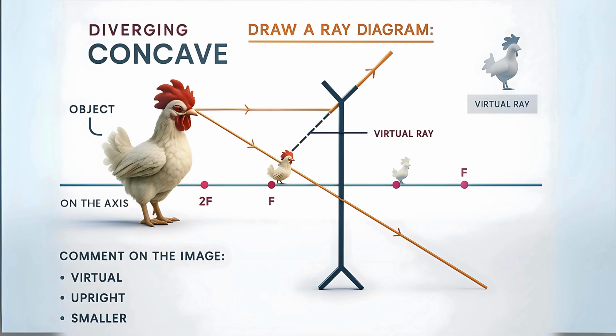In exam settings, once you finish drawing your ray diagram, you might also be asked to describe the characteristics of the image that has been formed. In this case, we would say that the image is virtual, meaning it cannot be projected onto a screen because it is formed by the extensions of diverging rays. It is also upright because it appears the same way up as the original object, and it is smaller than the object, meaning it has been reduced in size. An important point to remember is that with concave lenses, the image will always be virtual, upright, and smaller regardless of the position of the object.